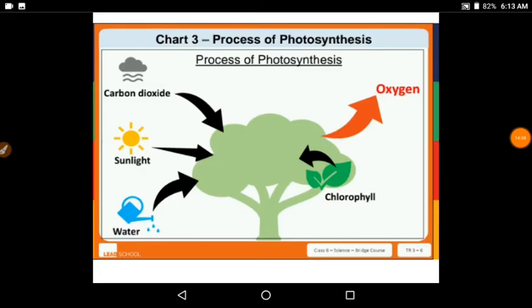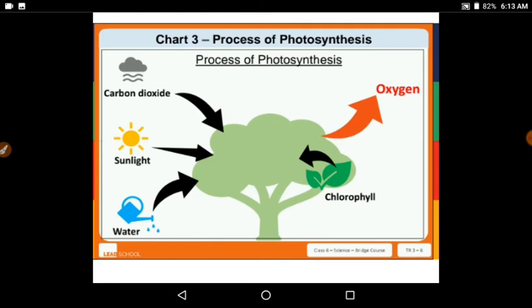So we learned that photosynthesis is a process by which plants make their own food. This food is sugar, and it is formed with the help of water, carbon dioxide, chlorophyll and sunlight.